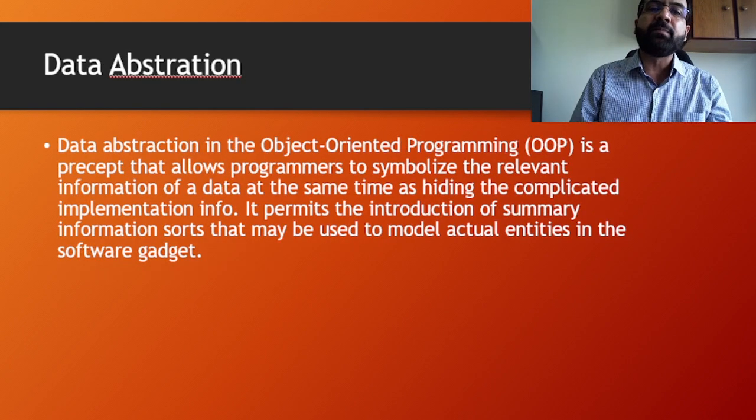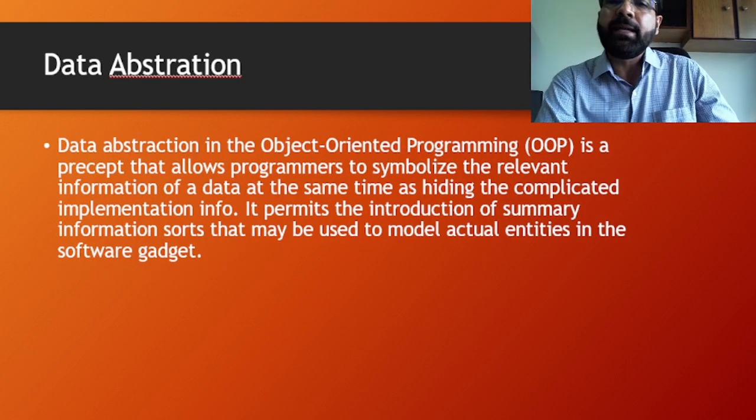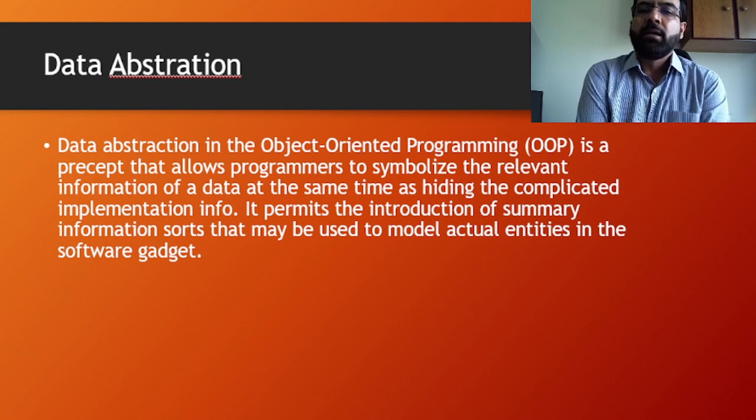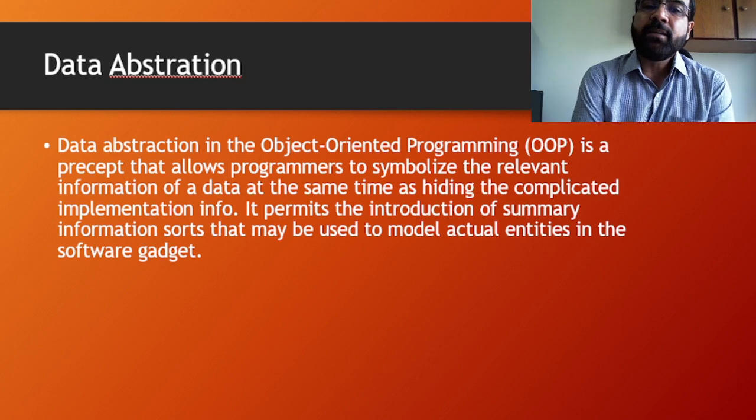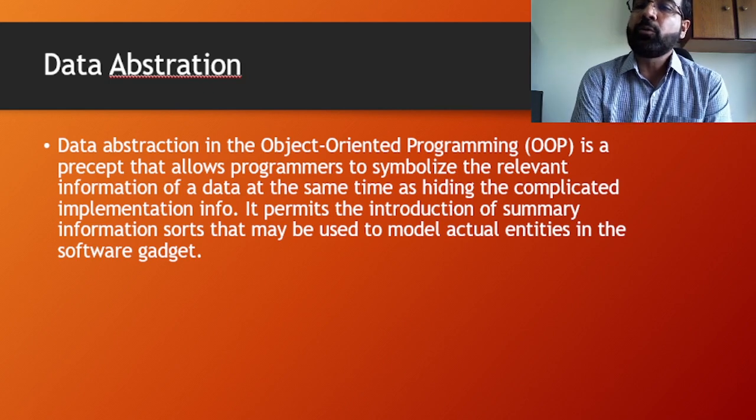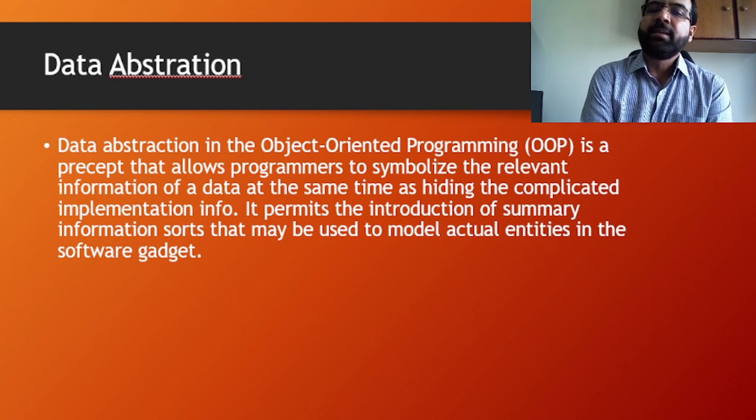Data abstraction is one thing which we need to understand, and what is that? Data abstraction in object oriented programming is a precept that allows programmers to symbolize the relevant information of data while hiding the complicated implementation information.